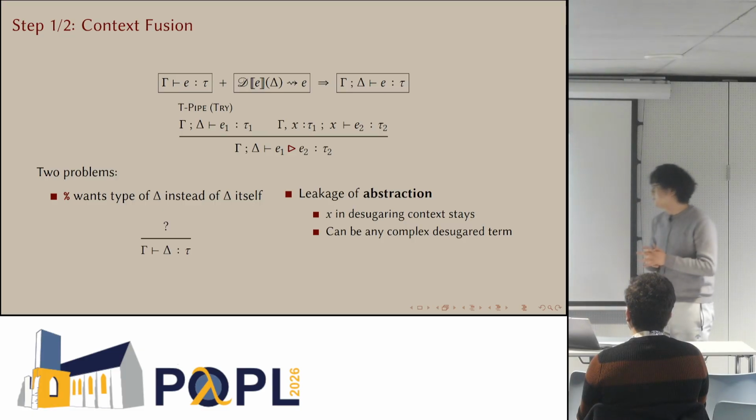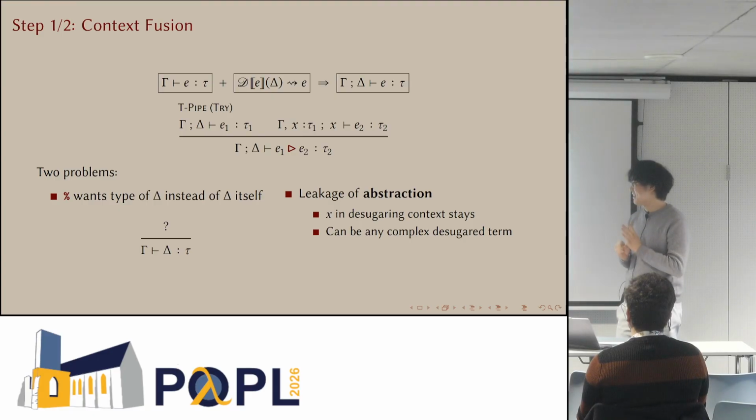But there are two problems with this partial solution. The first is that we still cannot type check the hole because it actually wants the type of the delta, not delta itself. It still doesn't know how to type check it. And also, there is still a leakage of abstraction. So look at these two x's. You did not write these x's.